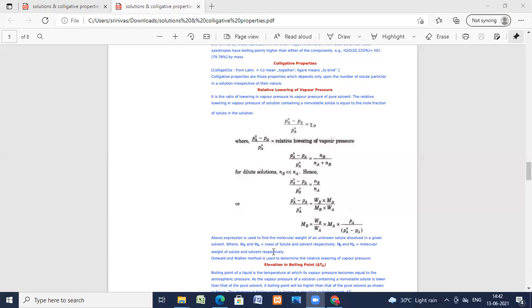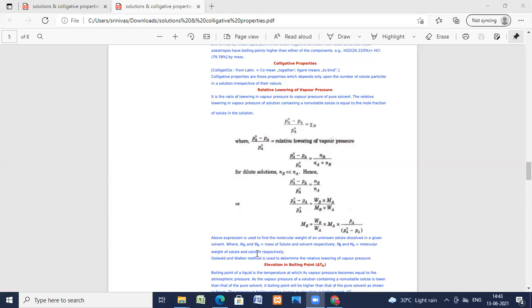Let me give a brief introduction to the Ostwald-Walker method, by which we can measure the lowering of vapor pressure. I'll just give you a brief introduction on how to determine RLVP experimentally. In the Ostwald-Walker method, you have an apparatus for measuring it.